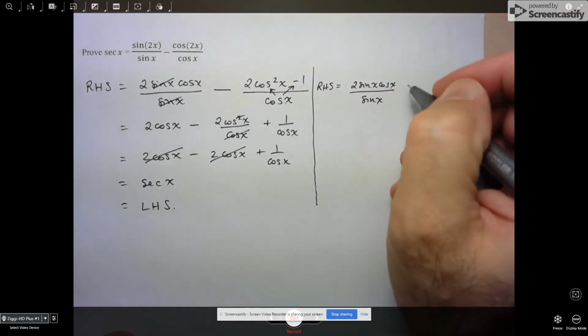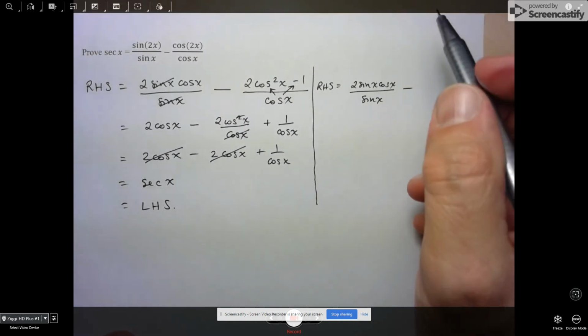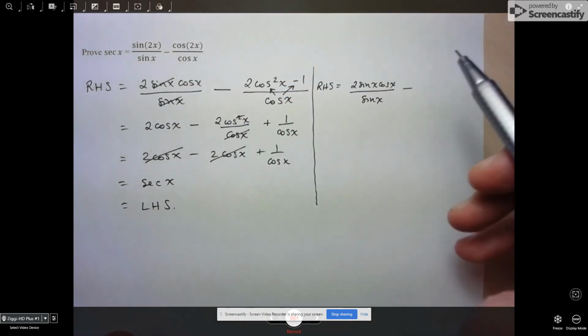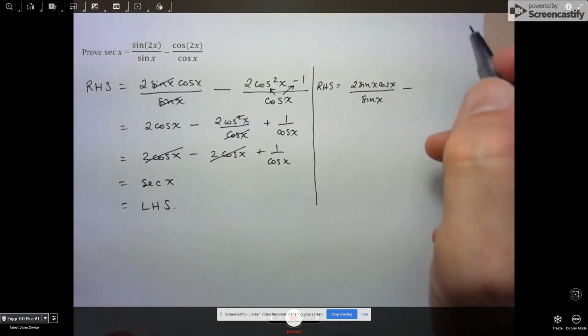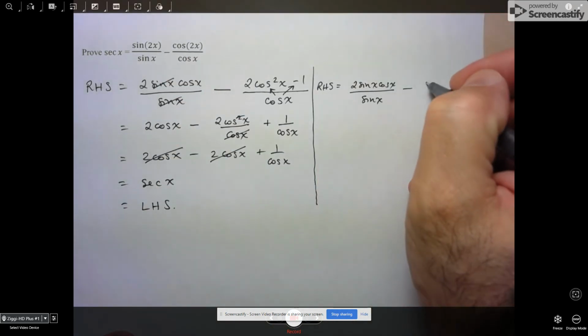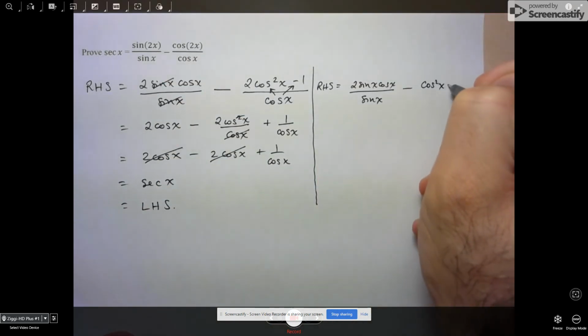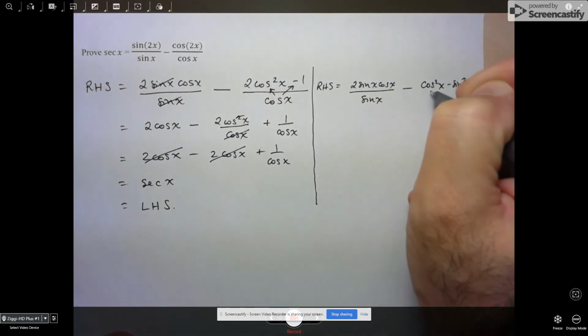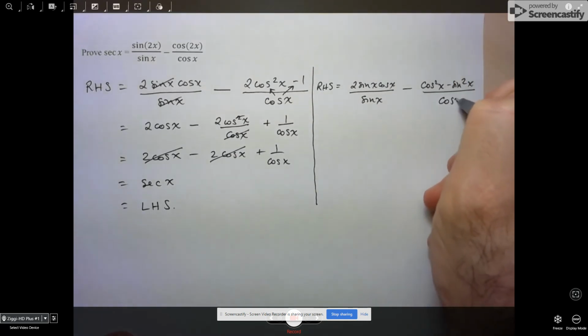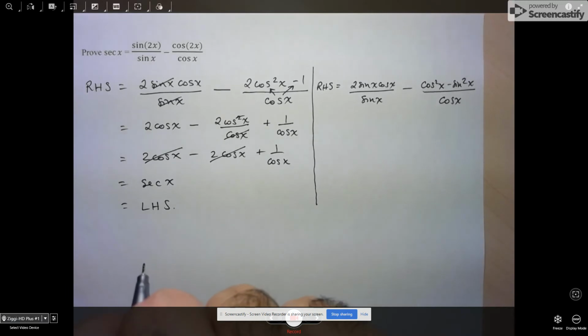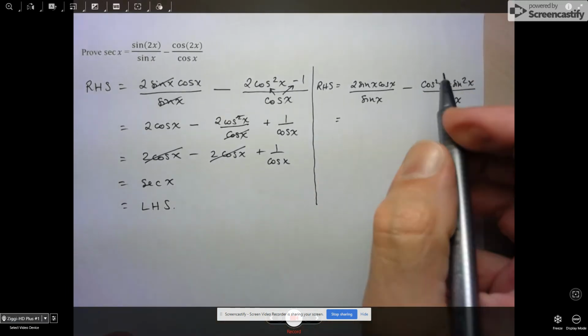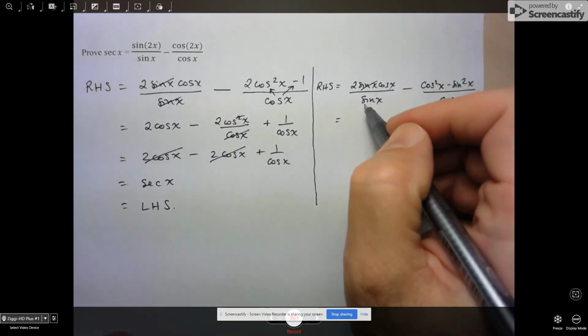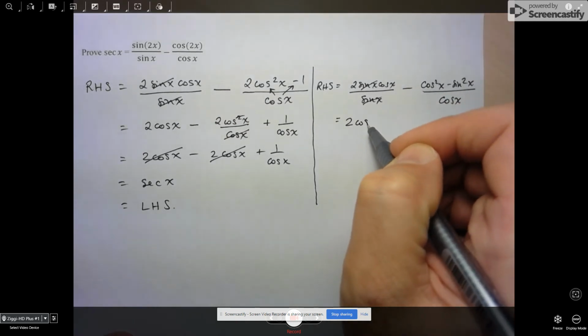All right, minus, and let's pick one of them. I don't know, let me pick cos squared minus sine squared. So that's another option for cos 2x. So cos squared x minus sine squared x over cos x. And let's see what happens here. So again, I'm still left with 2 cos x here.